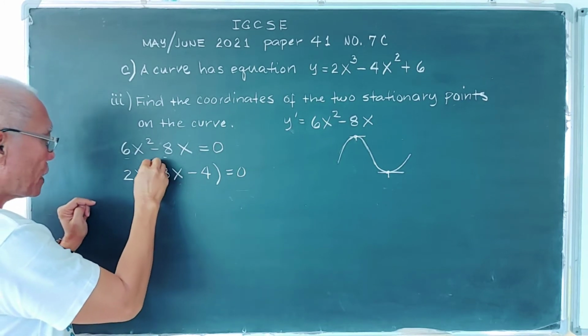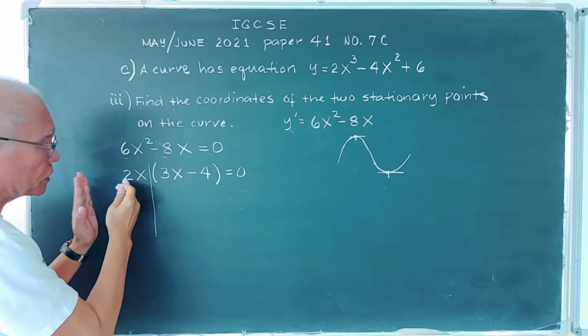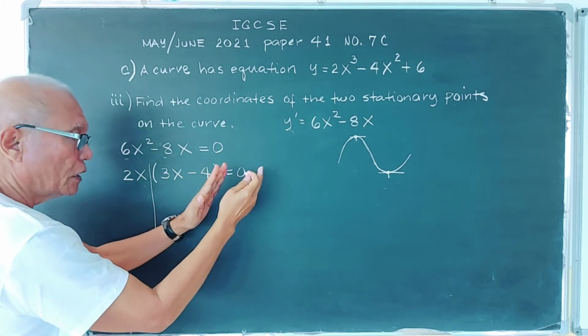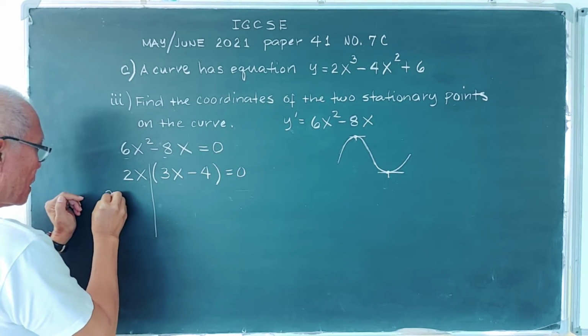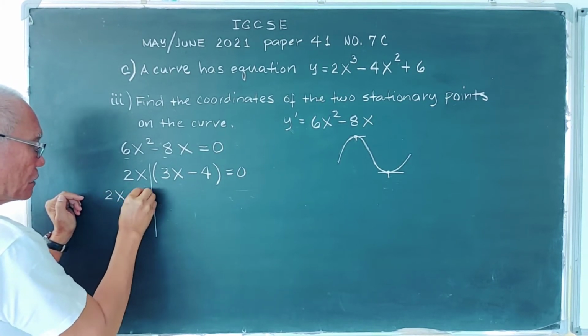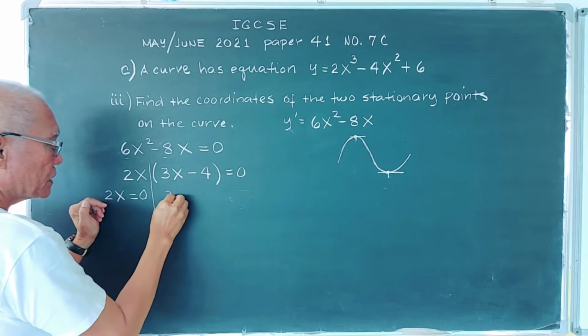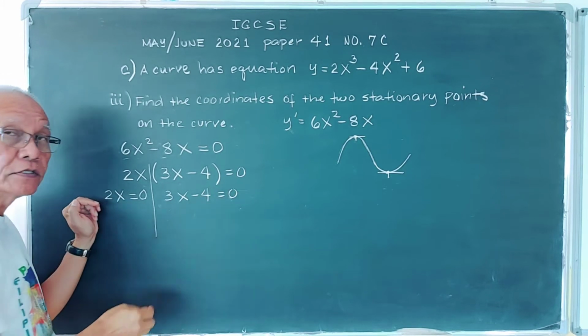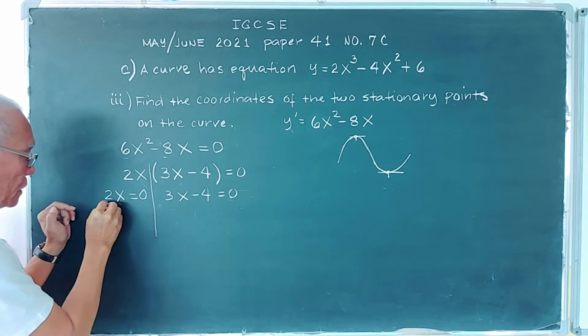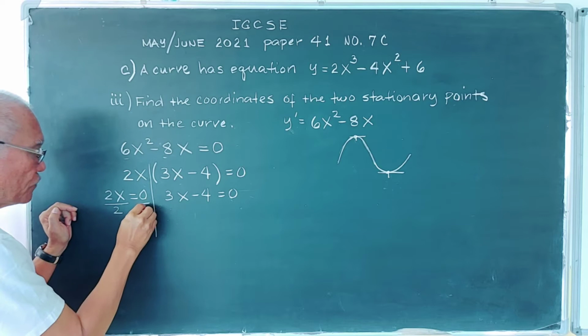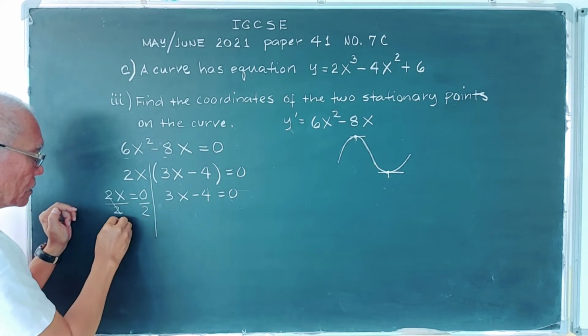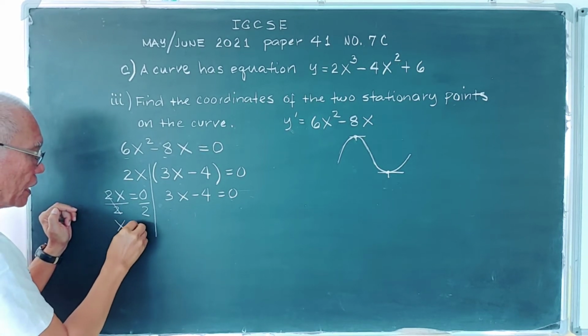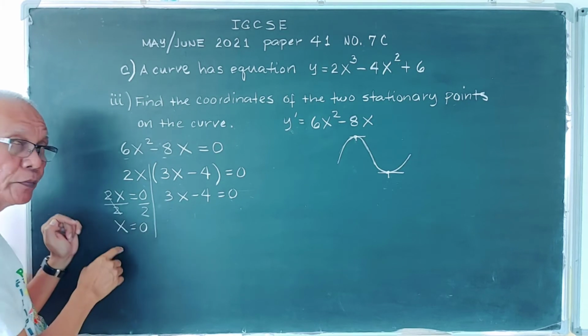By the zero factor property, we can equate this one to 0. We equate this side to 0. So for this one, we have 2x is equal to 0. The other one is 3x minus 4 is equal to 0. Solving for x here, we divide by 2, divide by 2, cancel. So the first value of our x is equal to 0.